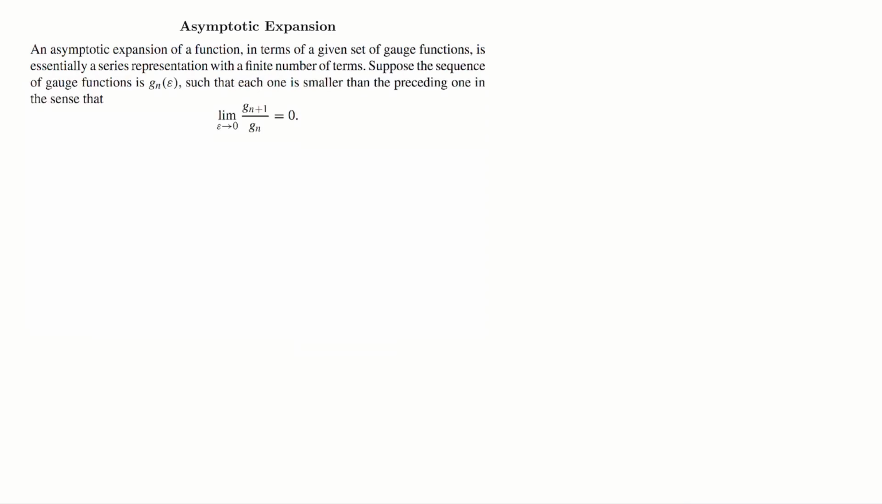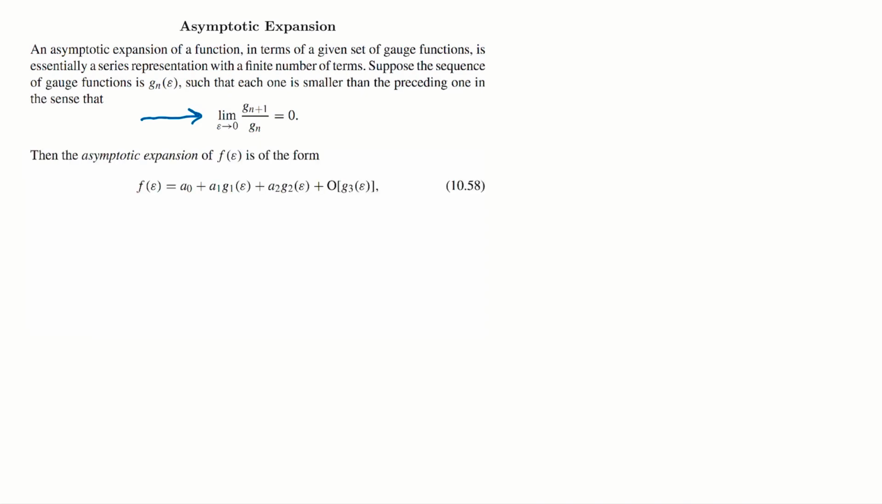Okay, so an asymptotic expansion of a function in terms of a given set of gauge functions is really just a series representation with a finite number of terms. And so I've included the full description here. So let's say we had a sequence of gauge functions, g sub n as a function of epsilon, and then each one is smaller than the preceding one, right? So what that means is each term divided by its preceding term as epsilon approaches 0 would equal 0. Okay, that's what we mean by that.